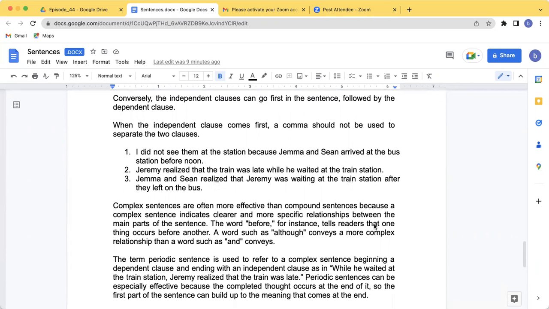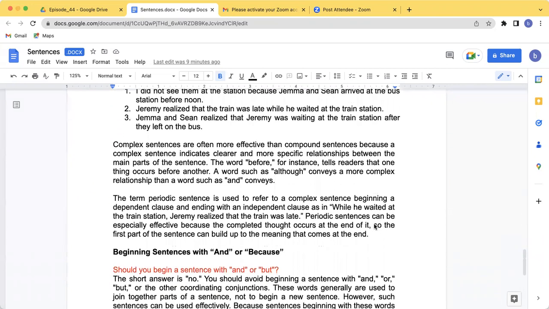Examples. 1. I did not see them at the station because Gemma and Son arrived at the bus station before noon. 2. Jeremy realized that the train was late while he waited at the train station. 3. Gemma and Son realized that Jeremy was waiting at the train station after they left on the bus.